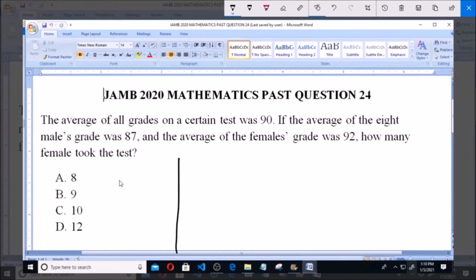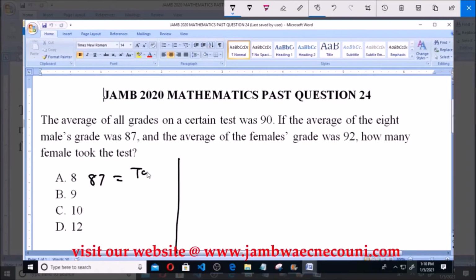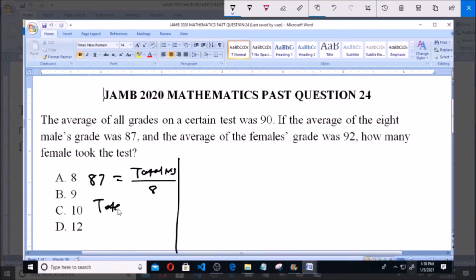Now, the average of male is 87 and the number of males that took the test is 8, from the question. So that means 87 is equal to the total male score all over the number of males, which is 8, and that means the total male score is equal to 8 times 87, and that will give us 696.